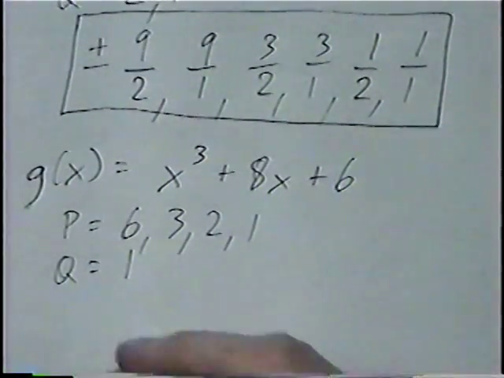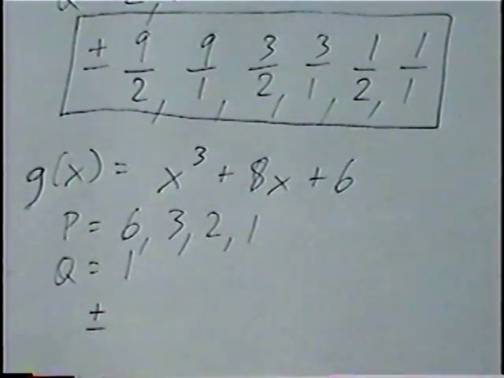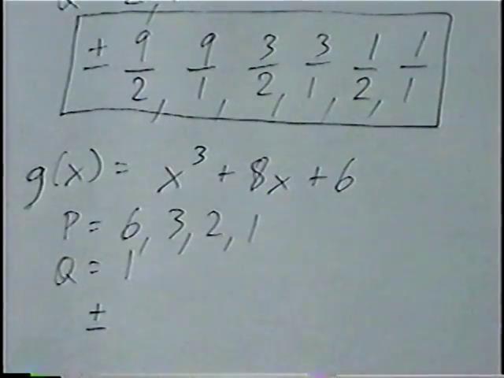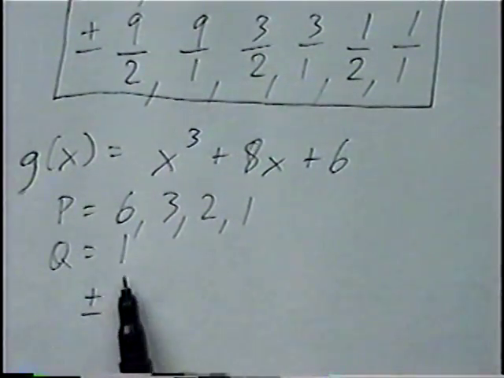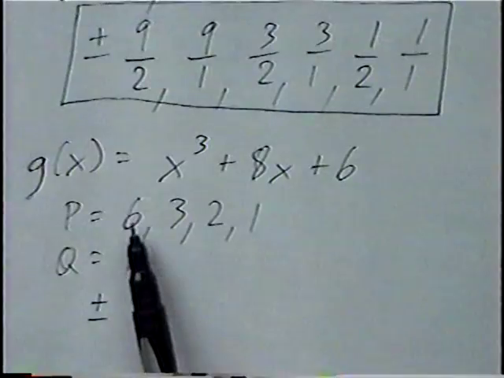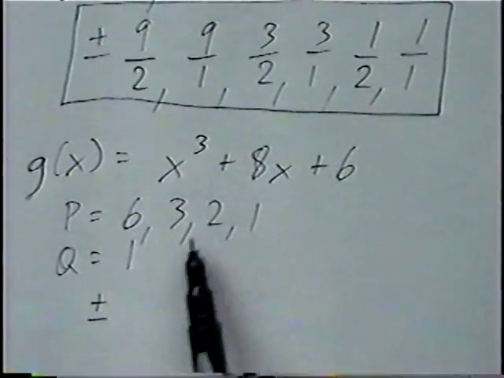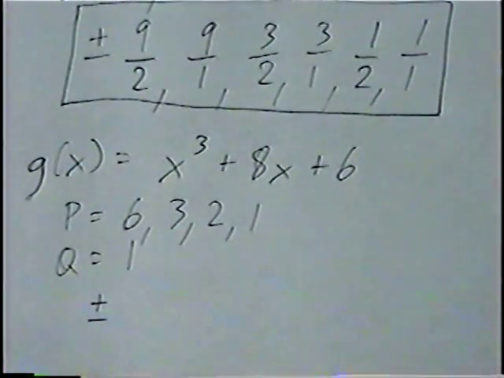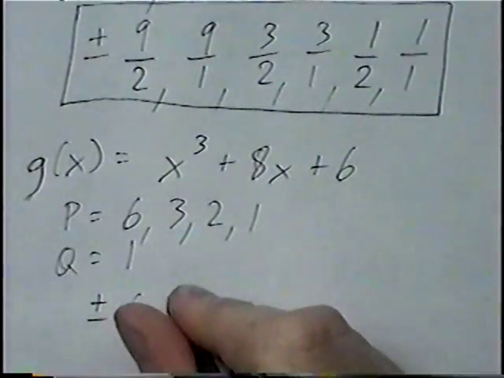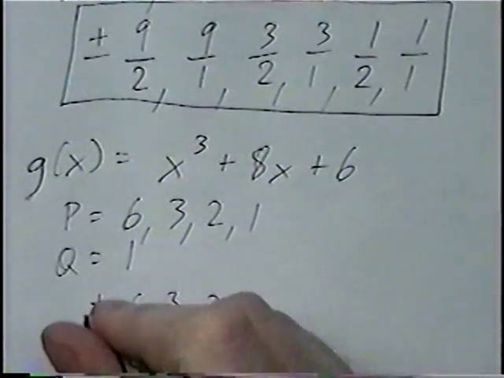So the list of the possible zeros, again, each possible zero could be positive or negative, plus or minus. And since we only have one q value, we'll have the values 6 over 1, 3 over 1, 2 over 1, or 1 over 1, or 6, 3, 2, and 1.